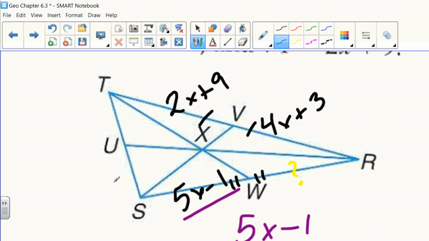Any questions on any of this here? Any questions on anything we've done so far? WS is 14, so RW is 14 as well. Because it's a median, they're going to connect to the midpoint. So each side of that line on either side of W would be the exact same. The same thing is true over here. Any questions on any of this here?